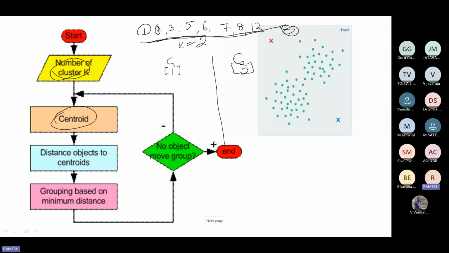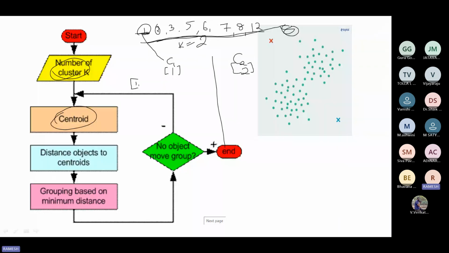Now calculating this one, I am taking 1 minus cluster 1, C1. Its distance is 0. 1 minus C2. C2 cluster is 2. So 1 minus 2 is 1, taking the mod. So cluster 1 distance is 0. Cluster 2 distance is 1. From 1. So obviously this 1 belongs to cluster 1.